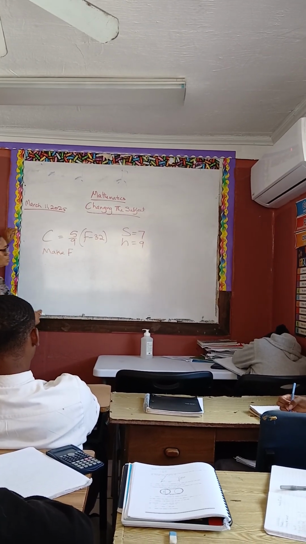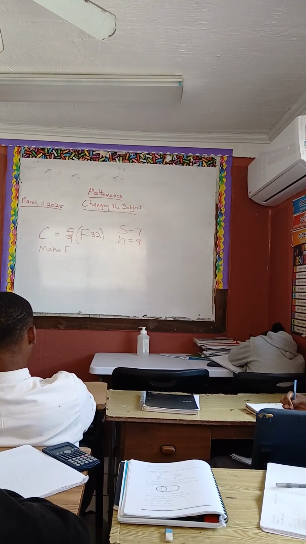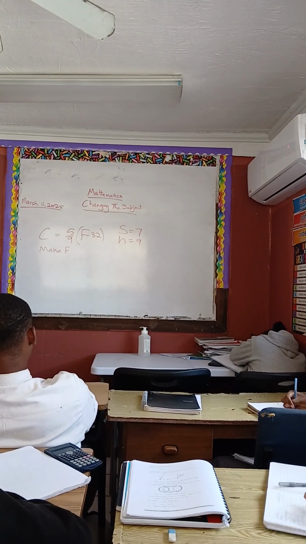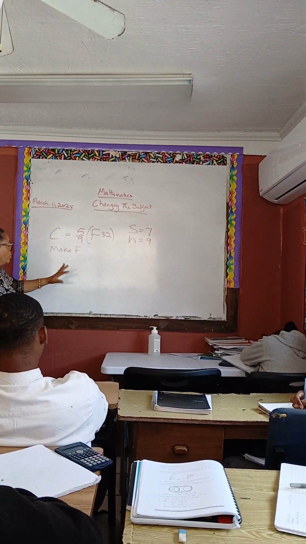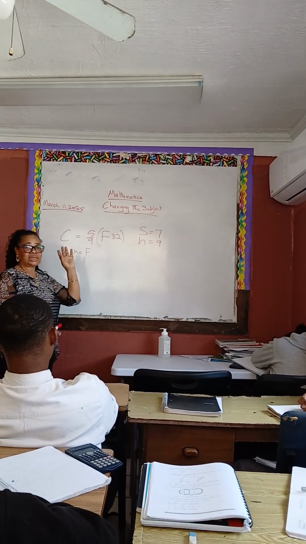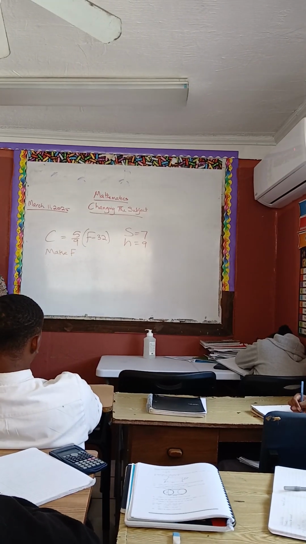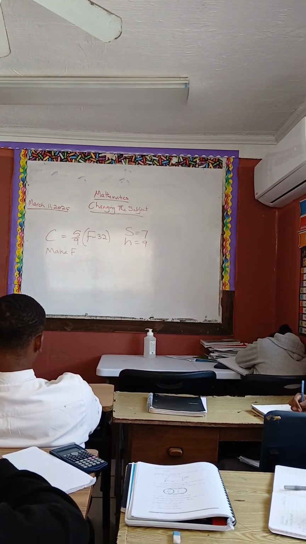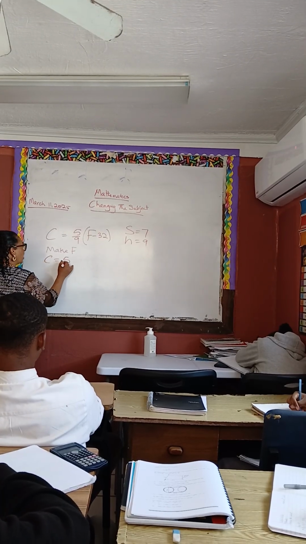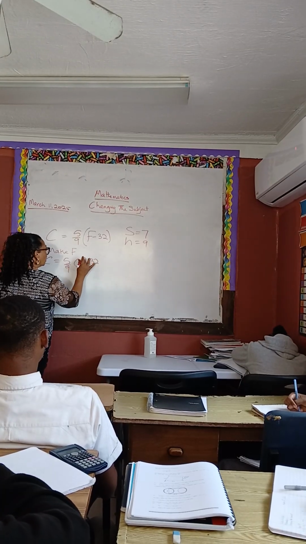Make F the subject. The same principle is going to apply. I am going to bring over step by step everything else that's over here, I'm going to bring it over here until I am left with only F, because I'm trying to make F the subject. So what's the first thing I have? Let's put this. C equals 5 over 9 times F minus 32. What's the first thing I have?